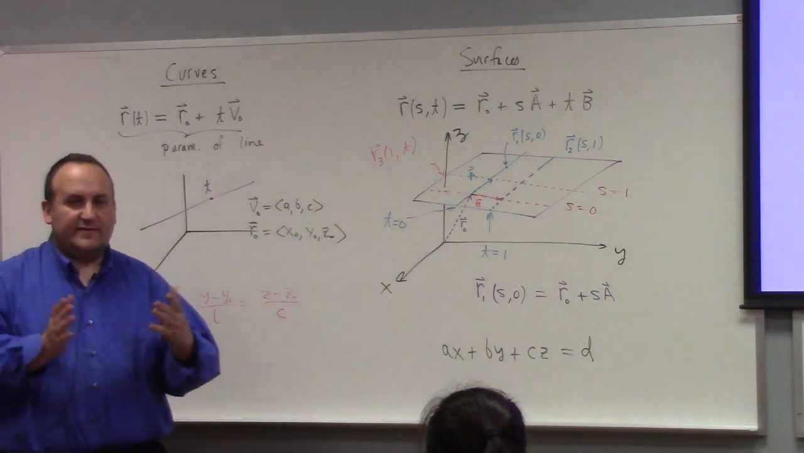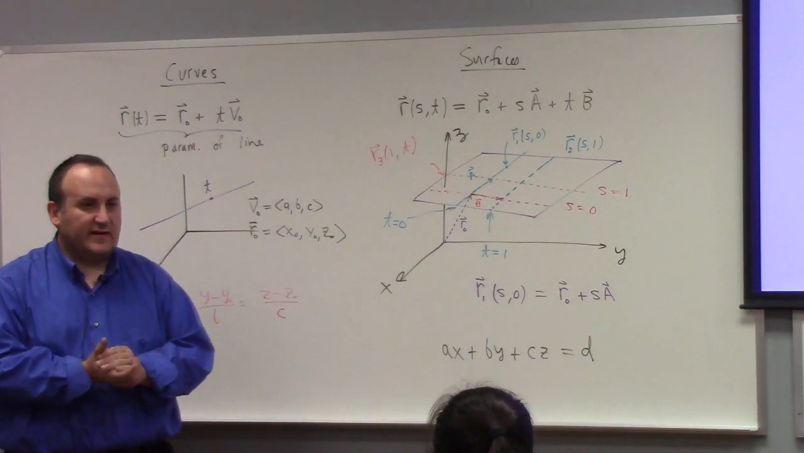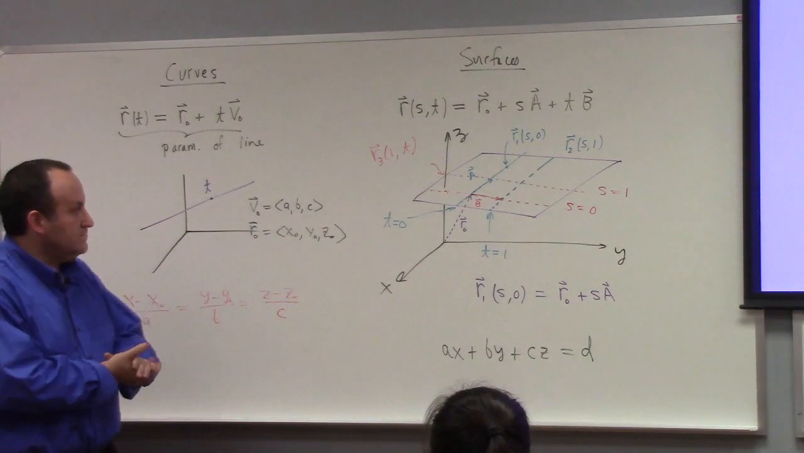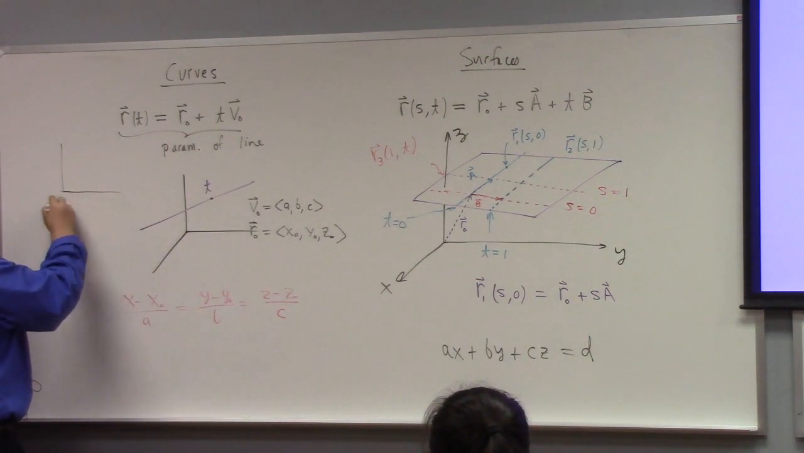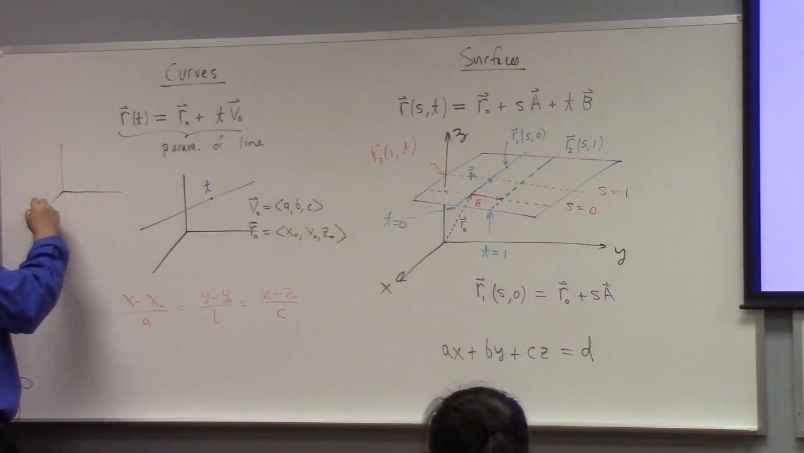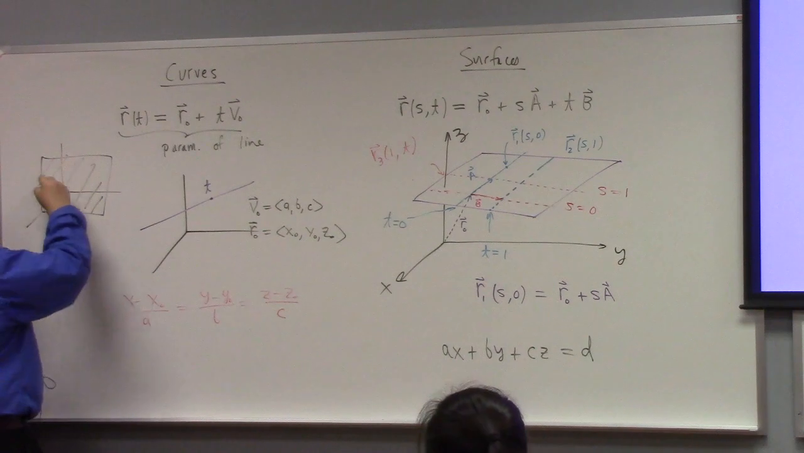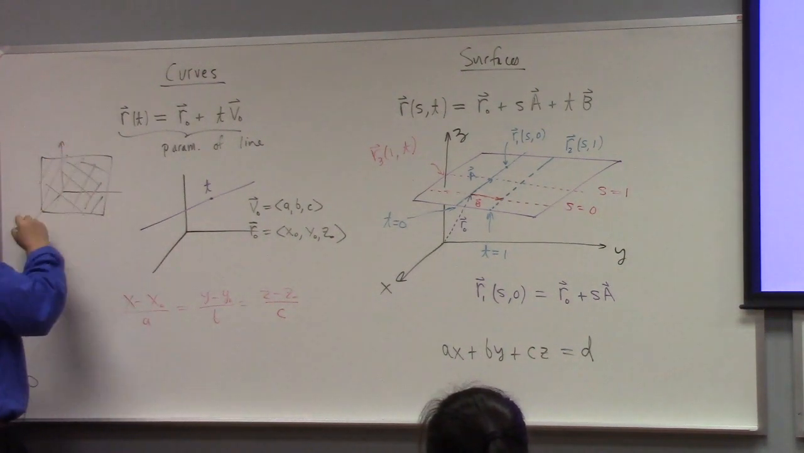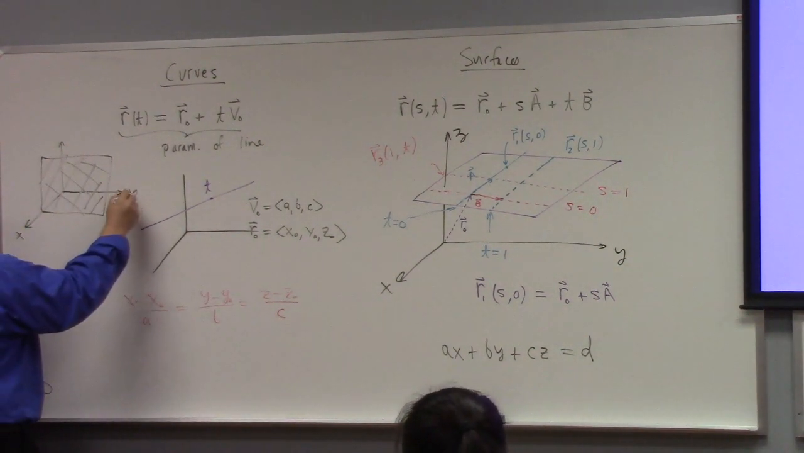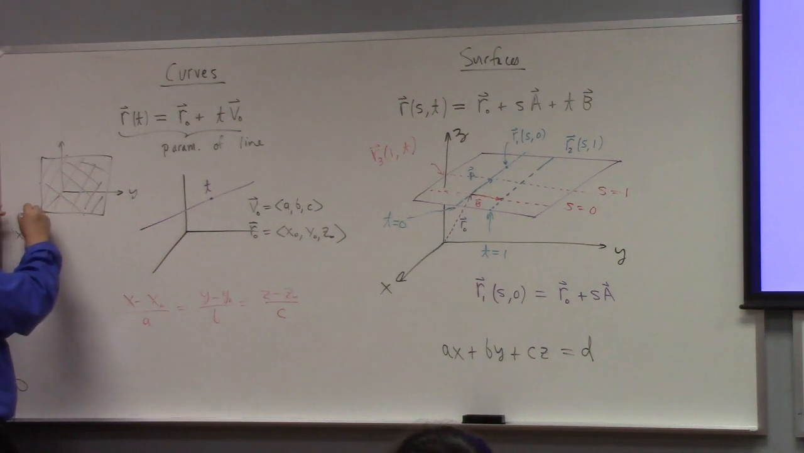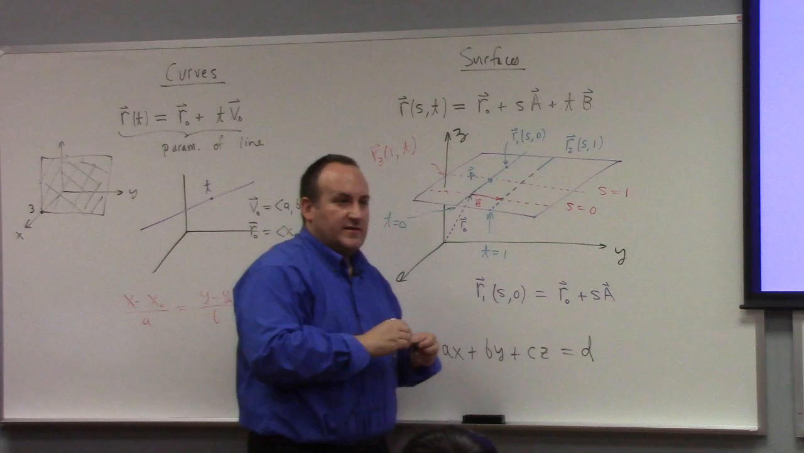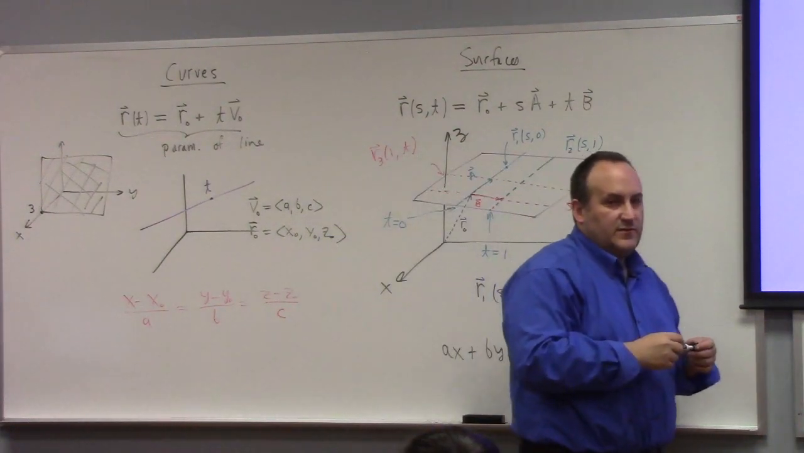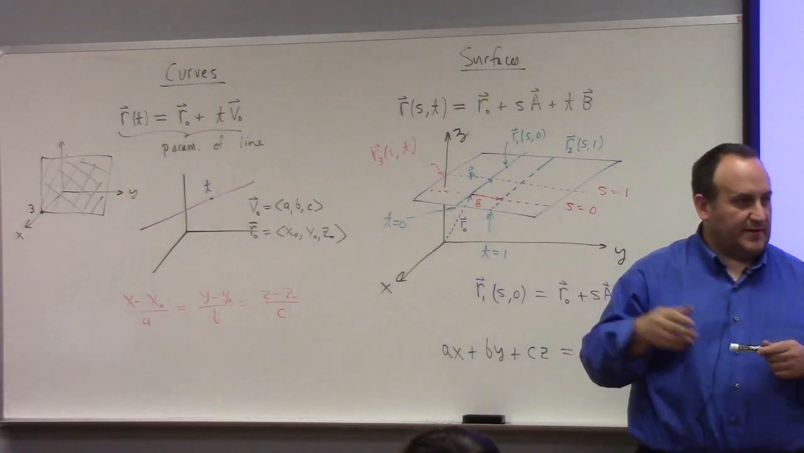Something simple like x equals 3 is a plane, right? What's the x equals 3 plane? It's basically just this plane at 3. It's a vertical plane. It goes on and on and on. You could use y and z as parameters for that plane if you wanted to.